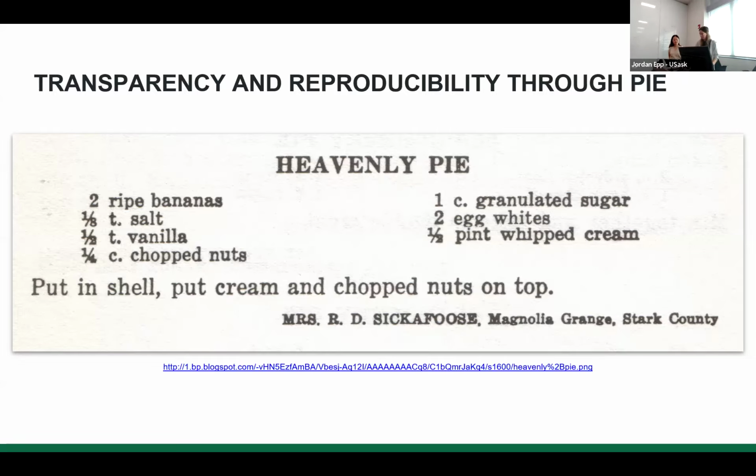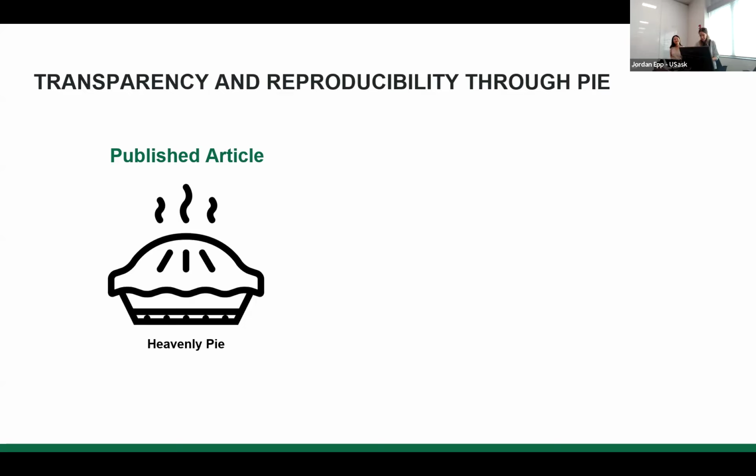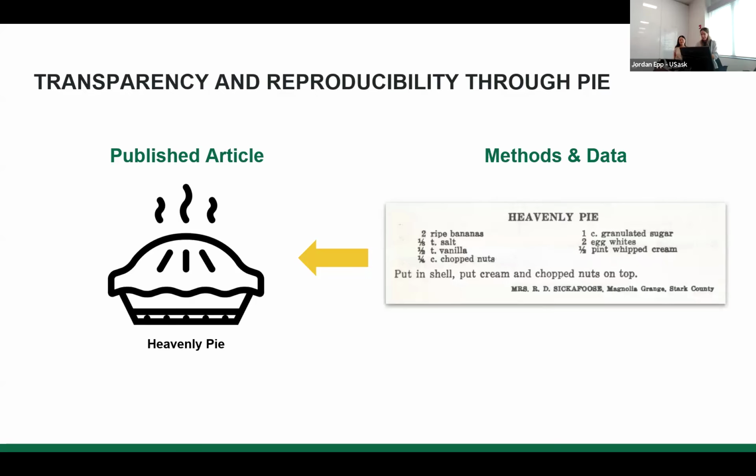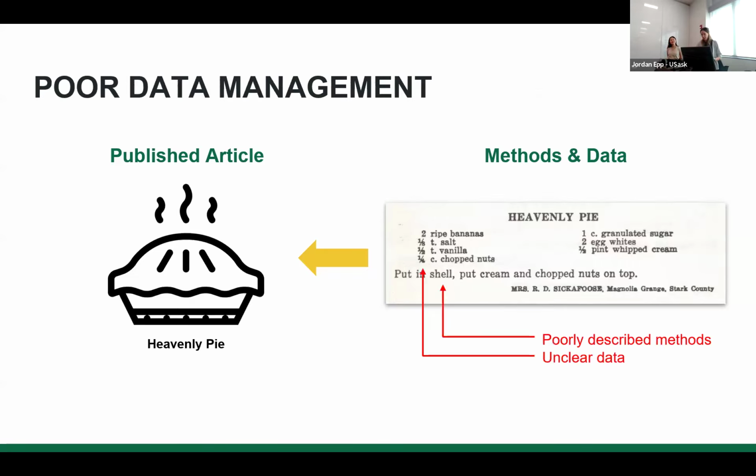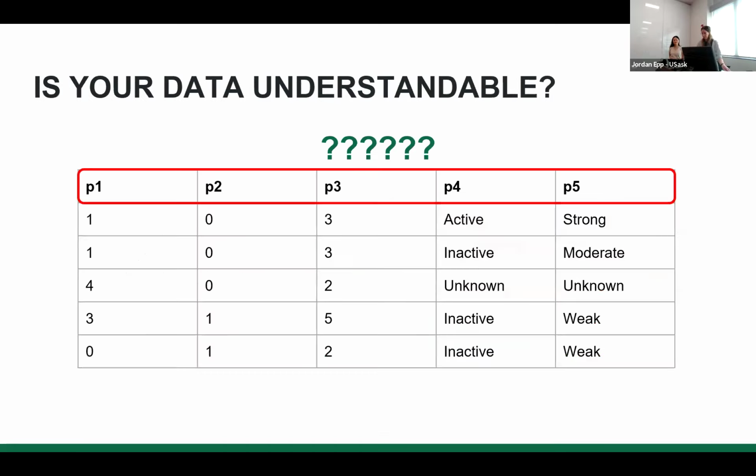So if you think of the published article, your final product, as the pie, and then you think of the methods and the data of your research as the recipe for the pie, we can see that the methods and the data in the case of this heavenly pie are really unclear.